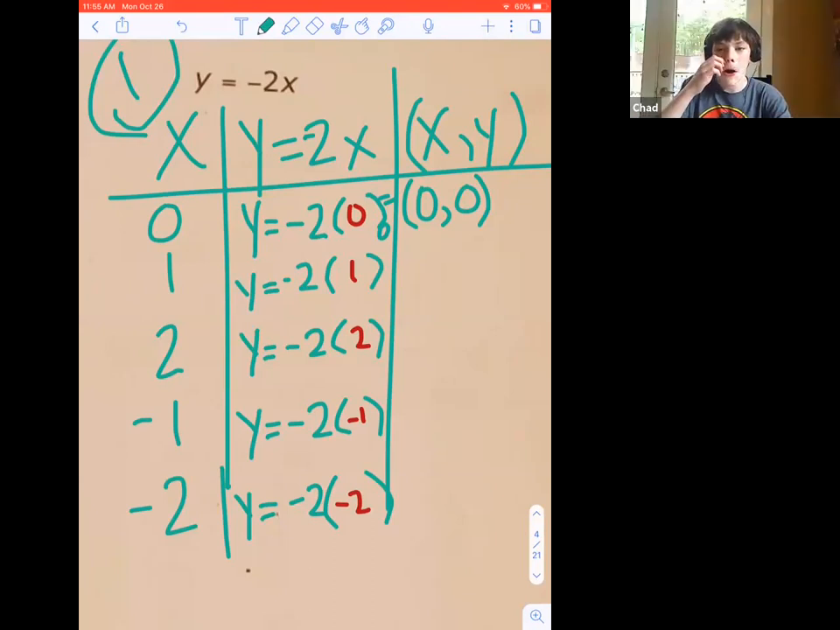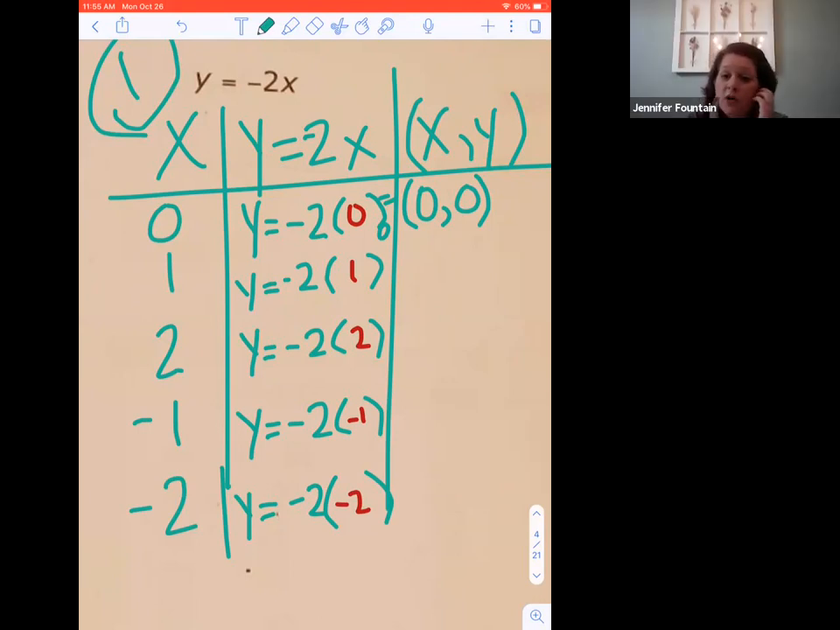Miss Jennifer, are we supposed to be doing this on a separate piece of paper? No, because this is classwork. It is not homework that will be turned in. So you're making your chart. If you want to do it on separate paper, that's fine, but you do not have to turn this in. We're doing it right now in class. So you're going to do the work in your book, and then the graph will be on another piece of paper.